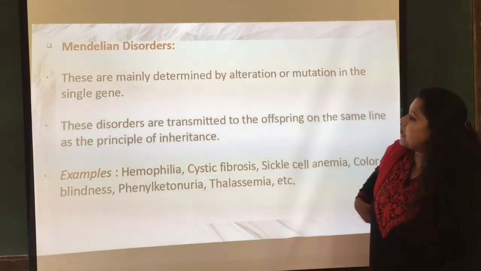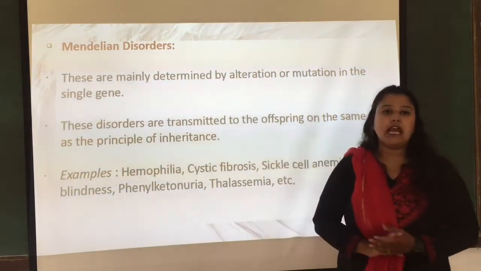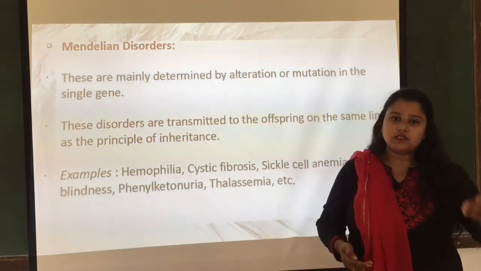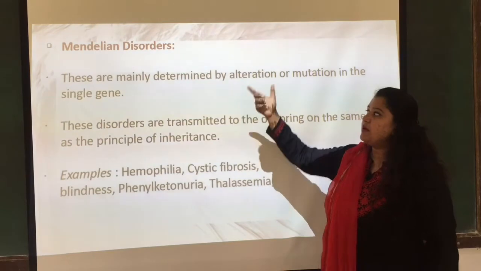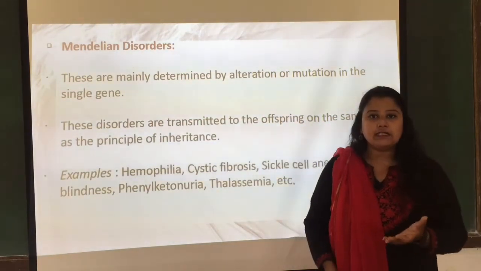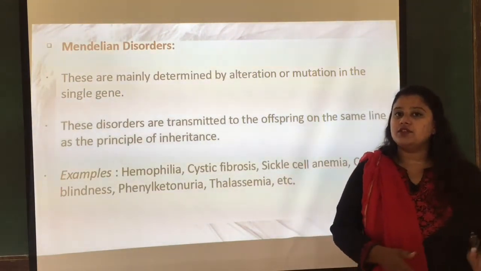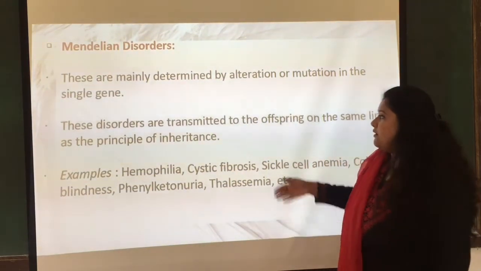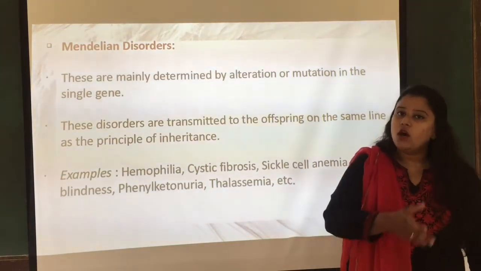These disorders are transmitted to the offspring on the same line as the principle of inheritance, right? Now, what happens? These disorders are passing from one generation to the next and next to next. So, this is why they are called Mendelian disorders. Mendel understood the principles of inheritance. That means one particular character passes from one generation to the next generation. Same way here also, the disorder follows the same trend. They also pass from one generation to the next, that means from parents to the offspring.